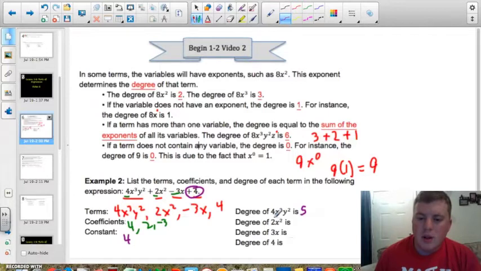In our next one, we only have the one variable, and it only has one exponent, and that is 2. Now on the next one, we're given 3x. We have a variable with no exponent, so we know that that's an invisible 1. So the degree of 3x is going to be 1. And finally, our constant term 4 doesn't have any variable at all, so its degree is going to be 0.